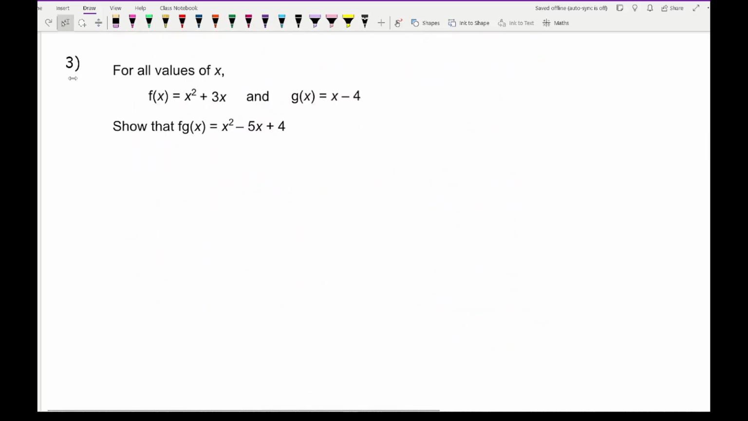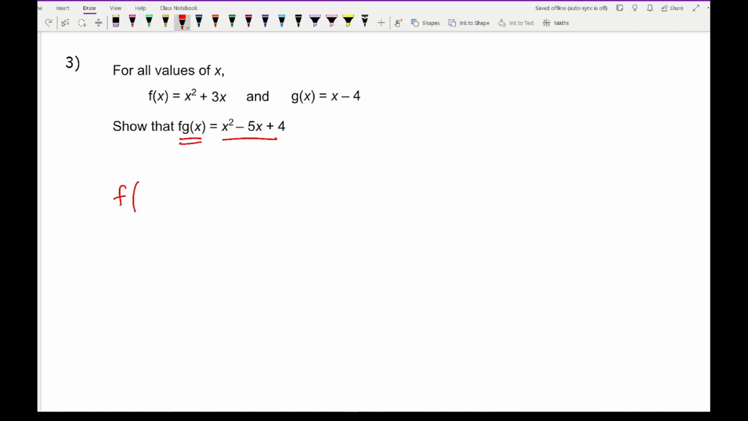Then looking at question 3, it says that for all values of x, f of x equals x squared plus 3x, g of x equals x minus 4. And the question is asking us to show that fg of x equals x squared minus 5x plus 4. So again, what we need to do first is forget that we see this. We're just going to go straight for finding what this is. So again, g of x appears first.